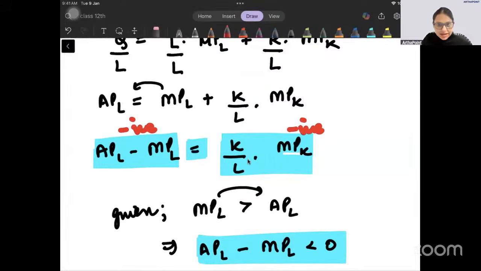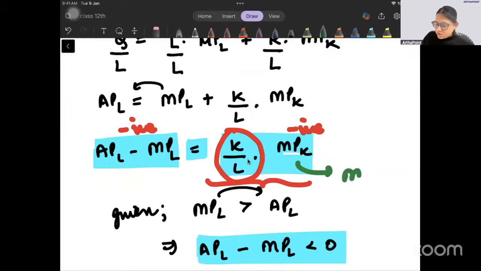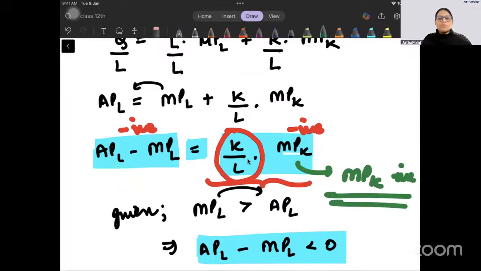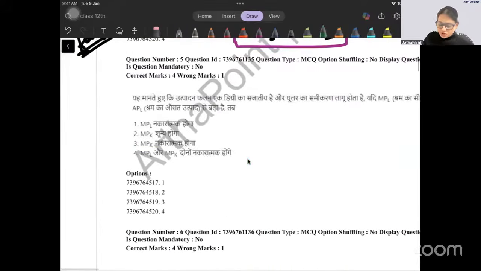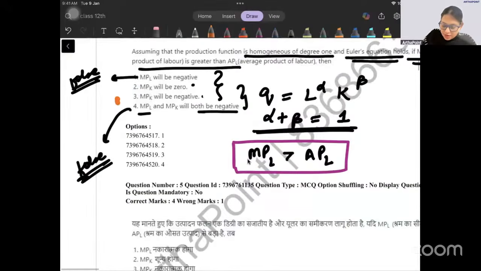Now capital and labor cannot be negative. This term cannot be negative. So to make this term negative, we understand that the marginal product of capital must be negative. Only then the right hand side will become negative. So the right answer to this question should be that it should be negative. So answer is 3. Correct. All of you who answered it as 3, it is the correct answer.